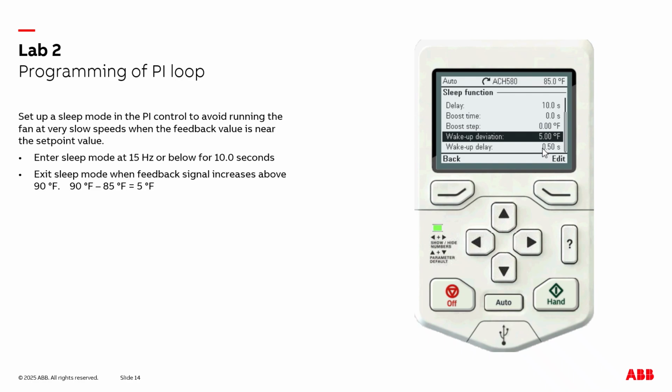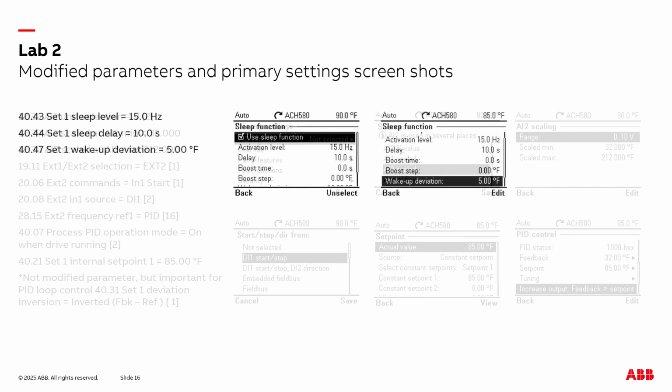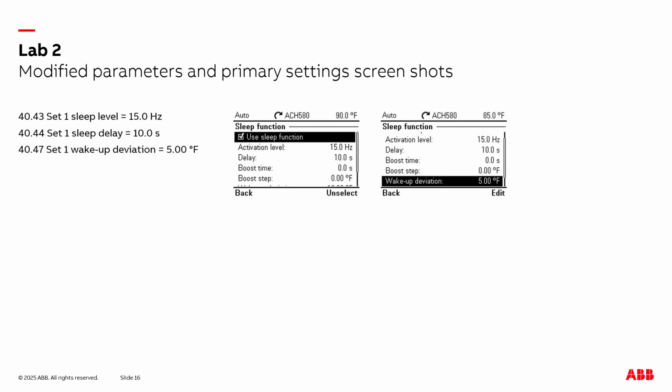So this now completes Lab 2. For reference, here in Lab 2, for the first part of it, here are the newly added parameters to the modified parameter list in the drive. And also for reference, here are some screenshots where you saw me make adjustments in the drive. Here for reference are the adjustments in the drive to set up the drive for sleep mode.